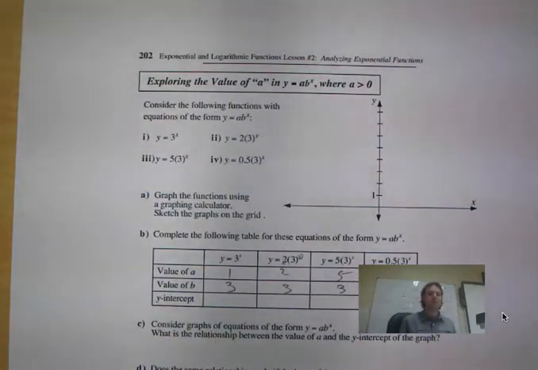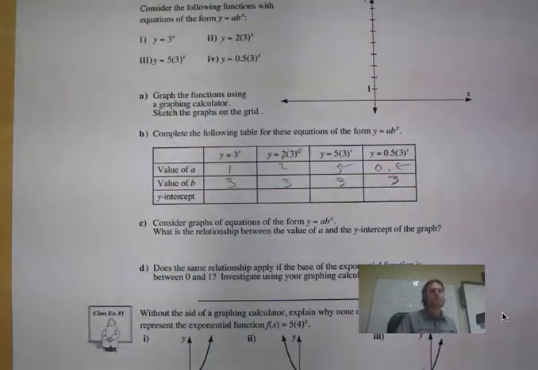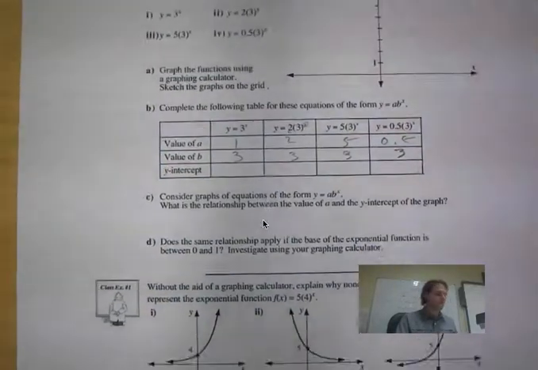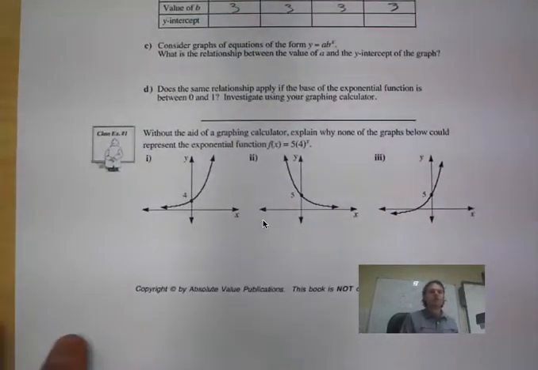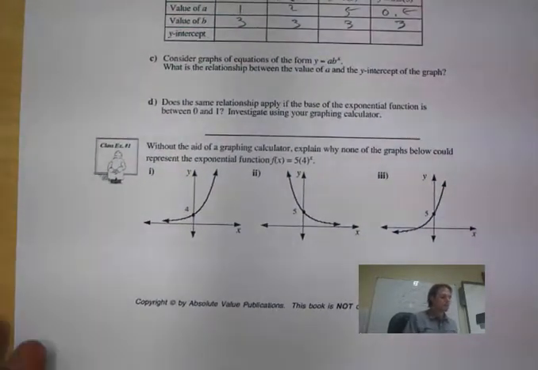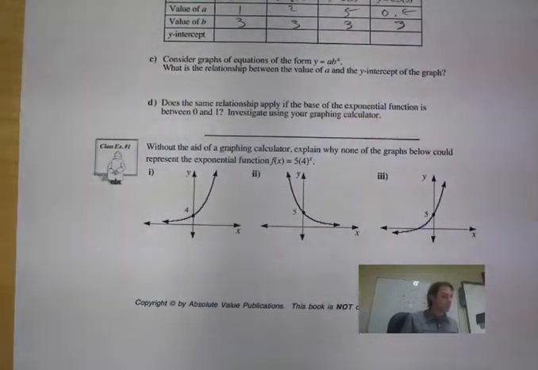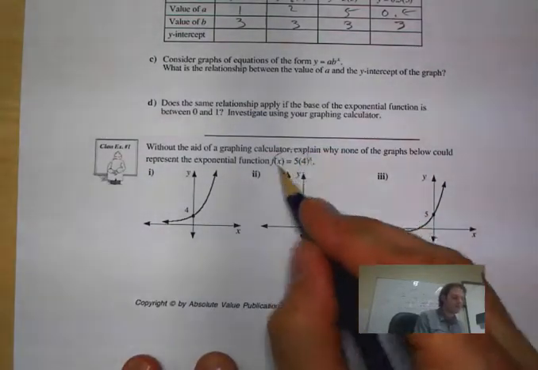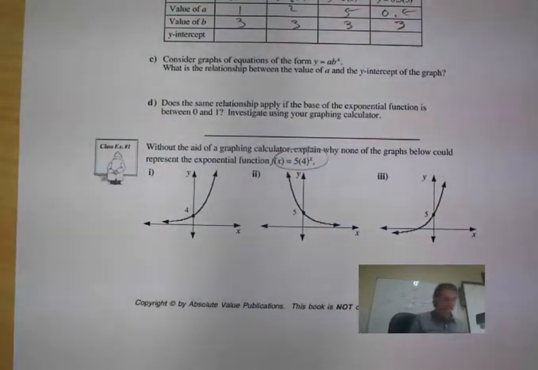The x-intercept for each of these was what? Okay? So, here we go. Now I'm going to just do this here. You should have been able to figure that out and solve those above. So it says, without the aid of a graphing calculator, explain why none of the graphs below could be represented by this here. Okay, well, why not?